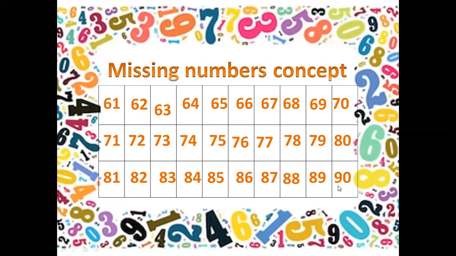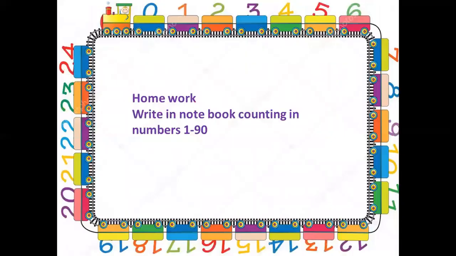Well done. Very good. You have learned how to fill the missing number correctly. Now, there is a little task for you. You will write counting in numbers from 1 to 90 in your mathematics notebook. And then you will check it with your teacher.